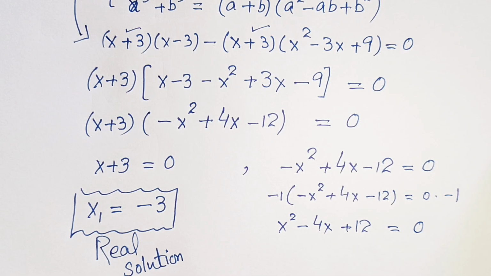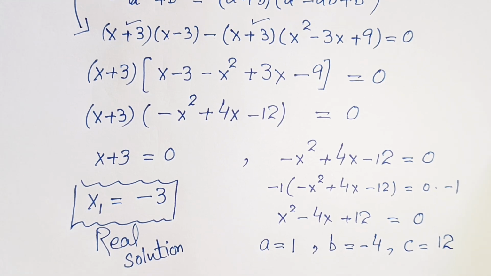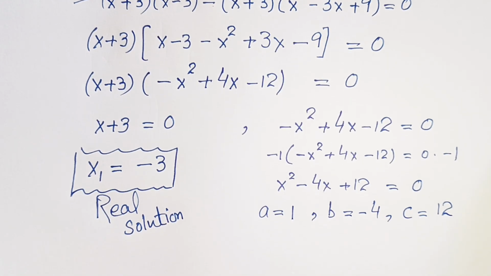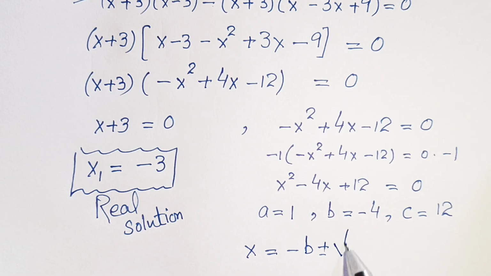Now here, using the quadratic formula, the value of a is equal to 1 because the coefficient of x squared is 1, and the value of b is minus 4 because the coefficient of x is minus 4. Now c is the constant, which is plus 12. So using the quadratic formula, as we know, x is equal to minus b plus minus square root of b squared minus 4 times a times c, all over 2 times a.